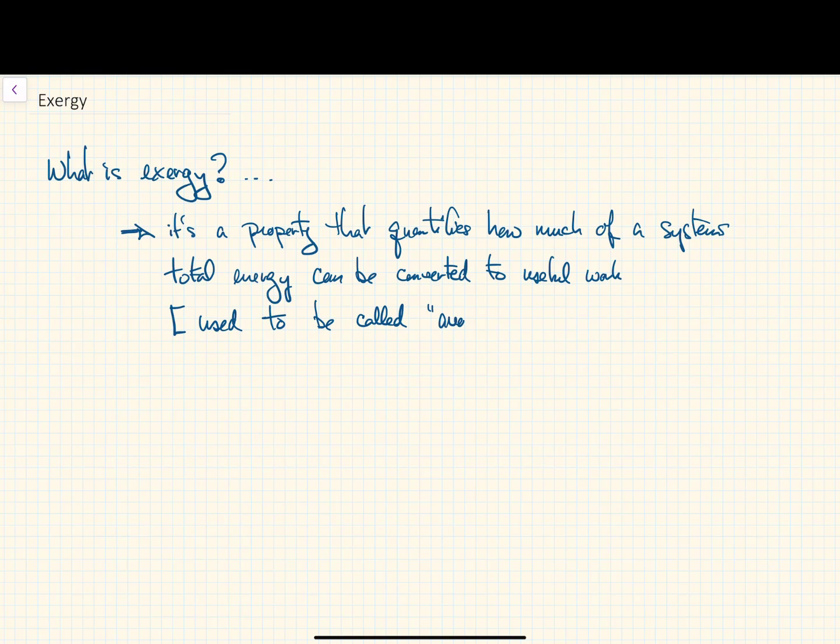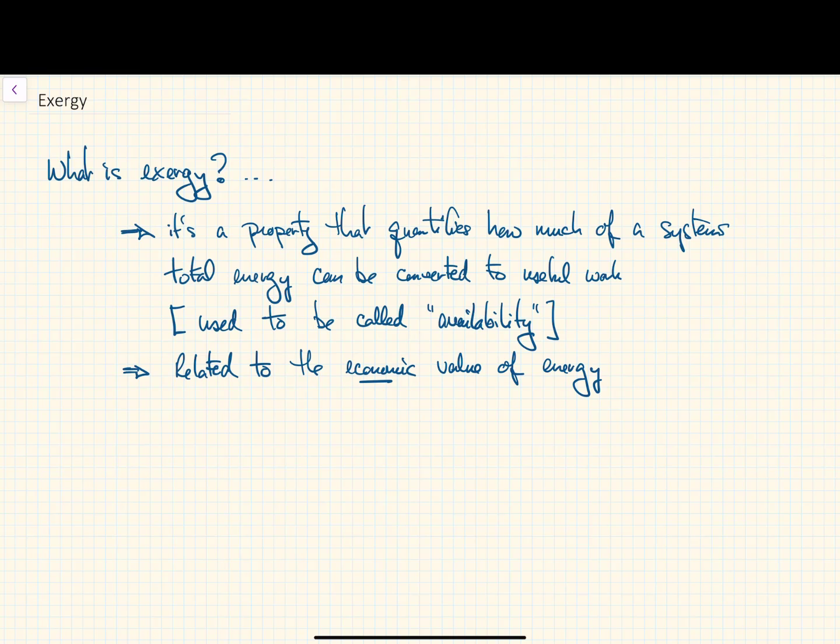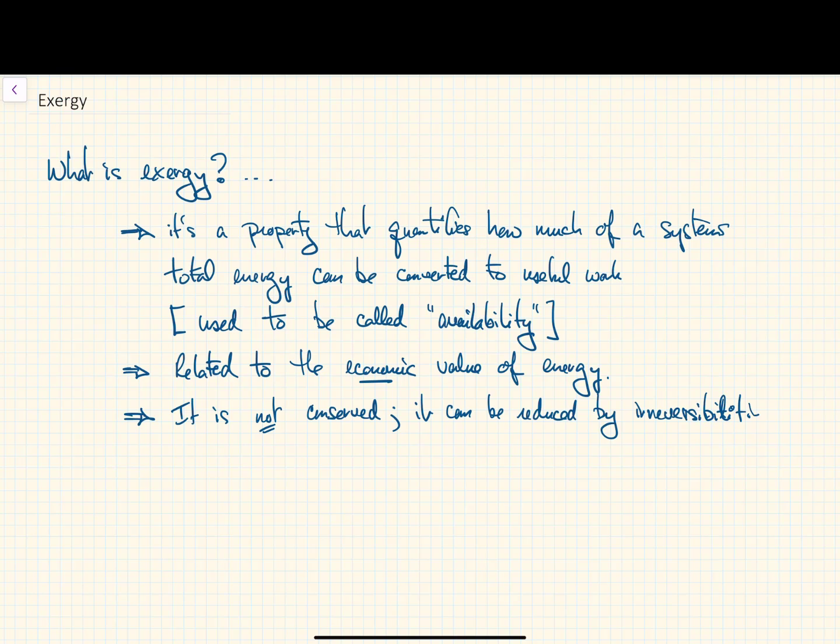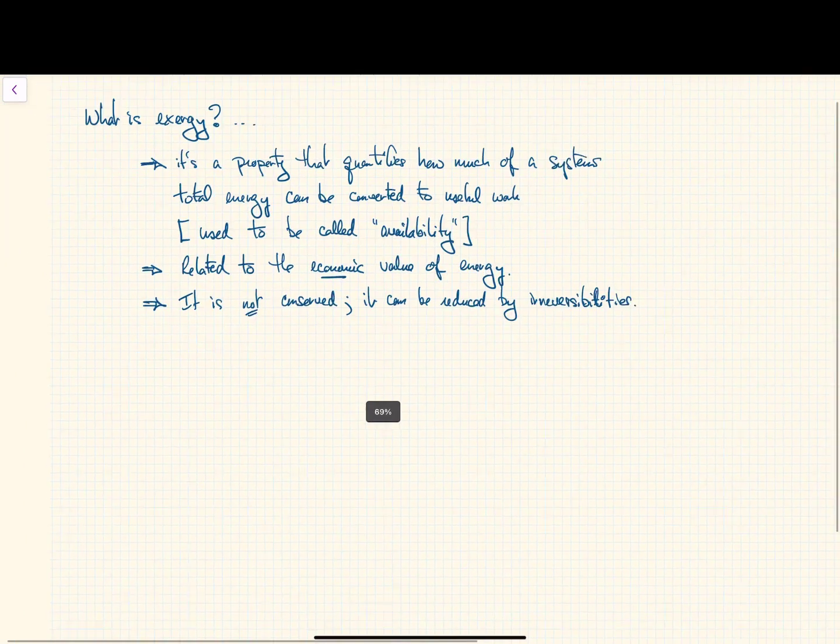Exergy is often related to the economic value of energy, because the useful work done by a system is often what we're looking for. So power plants, those sorts of places, are going to be more and more interested in the exergy of the various processes. Unlike energy, however, it is not a property that is conserved. There is no such thing as conservation of exergy. Exergy is destroyed, we say, or reduced by any types of irreversibilities in the system. For example, friction, throttling processes, and rapid heat transfer are all processes that are going to destroy exergy.